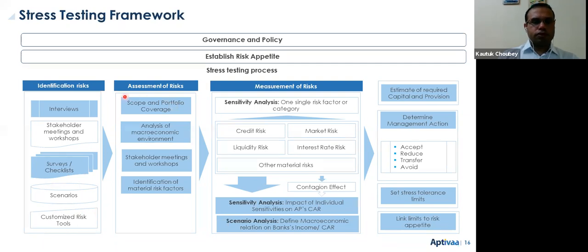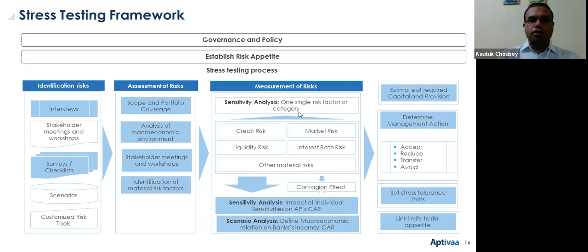Then comes the assessment of the risk. So once the identification has happened, the bank has to see what is the scope of this particular risk, to what portfolio it impacts, and how much is the exposure which is getting impacted. Then it is observed what is the impact of the macroeconomic environment on this, whether the risk comes from within the bank due to the bank's own lending exposures and market exposures, or whether it comes from outside. So this is also done by stakeholder meetings and through different analysis that the pertaining team undertakes on the bank's own data. And finally, the identification and measurement of the material risk is done.